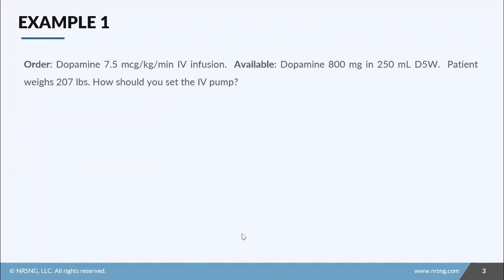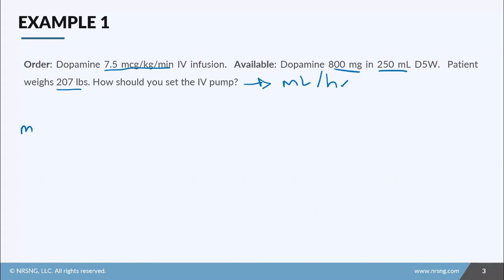So example number 1, the order is for dopamine 7.5 micrograms per kilogram per minute IV infusion. What we have available is dopamine 800 milligrams in 250 milliliters of D5W. The patient weighs 207 pounds. How should you set the IV pump? Well, IV pump is always what? Milliliters per hour. So dimensional analysis.